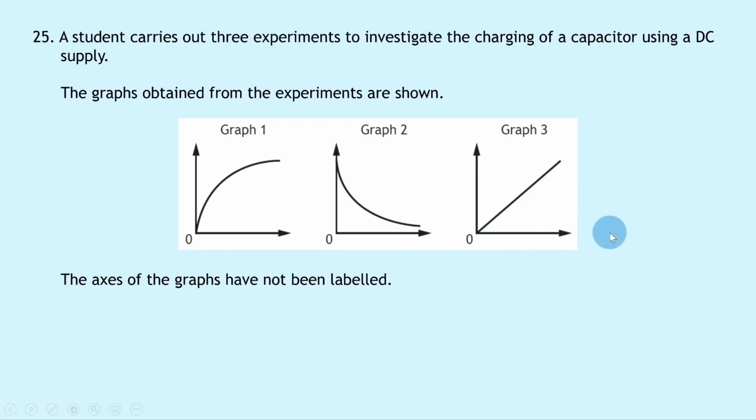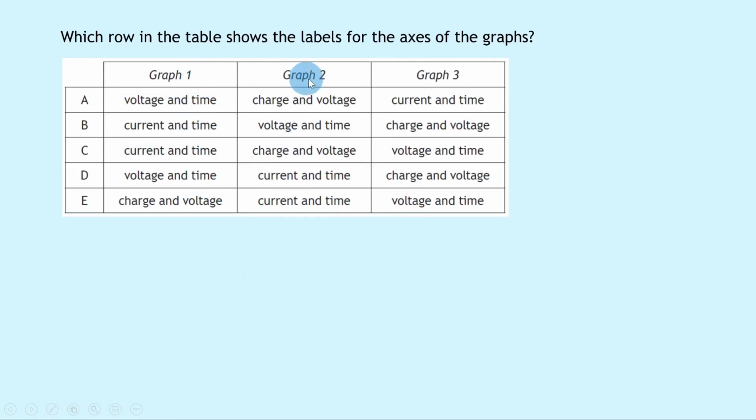And that leaves graph 3 here, which shows the relationship between charge and voltage, or charge and potential difference for a capacitor. And remember, charge and voltage are directly proportional for a capacitor, so that is the graph shown here, the straight line going through the origin. So we have voltage and time for graph 1, current and time for graph 2, and charge and voltage for graph 3, which means my answer is going to be D here.